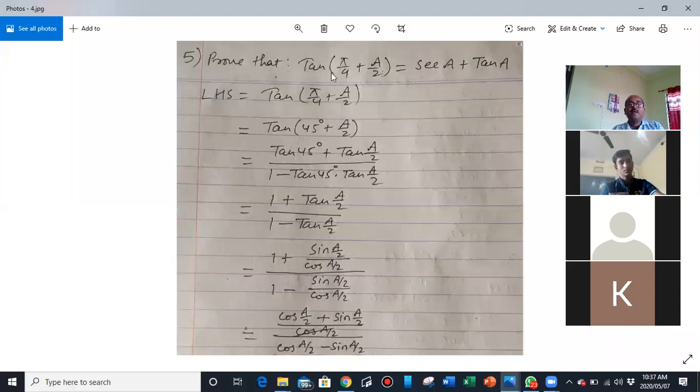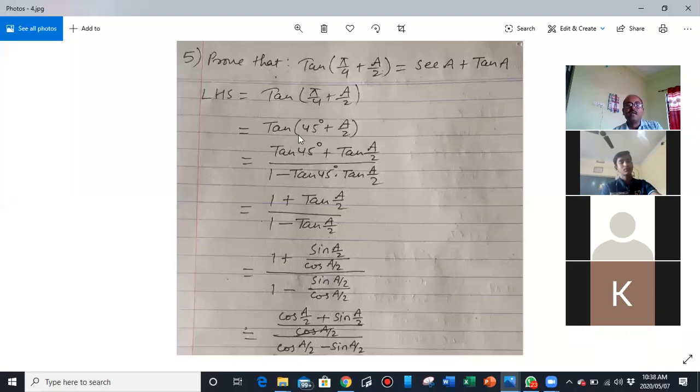So prove that tan pi by 4 plus a by 2 equal to sec a plus tan a. Here left side angle is a by 2, right side angle is a, small to bigger, but here we choose from left side to right side. You can try from right to left also. There is no restriction, but this is my choice. Pi by 4 means 45 degree. Pi 180 by 4 will be tan 45 degree plus a by 2.